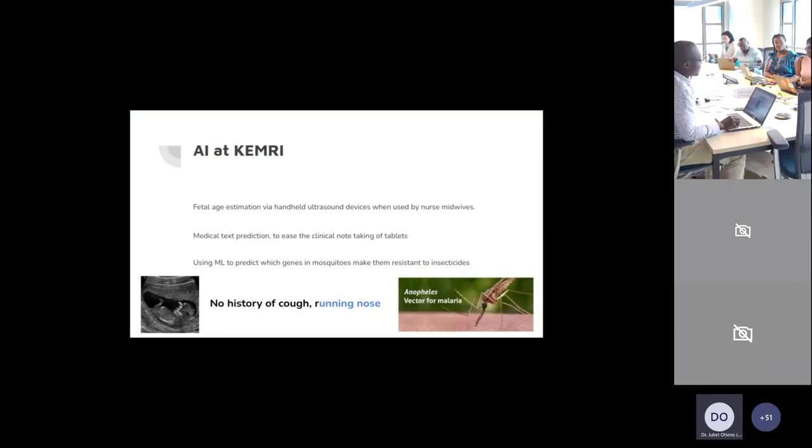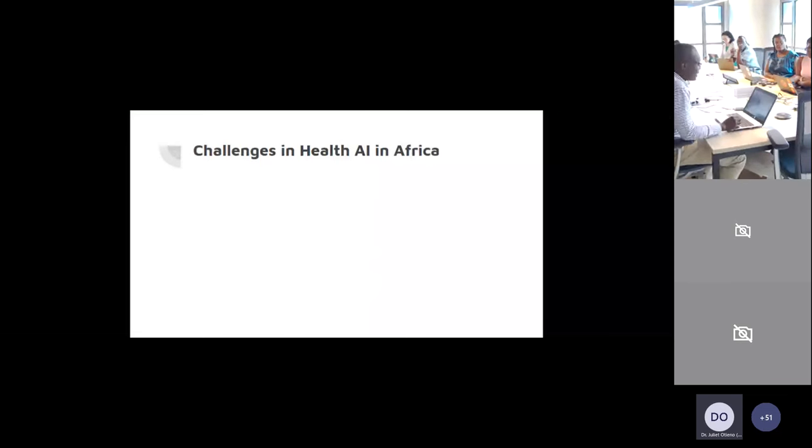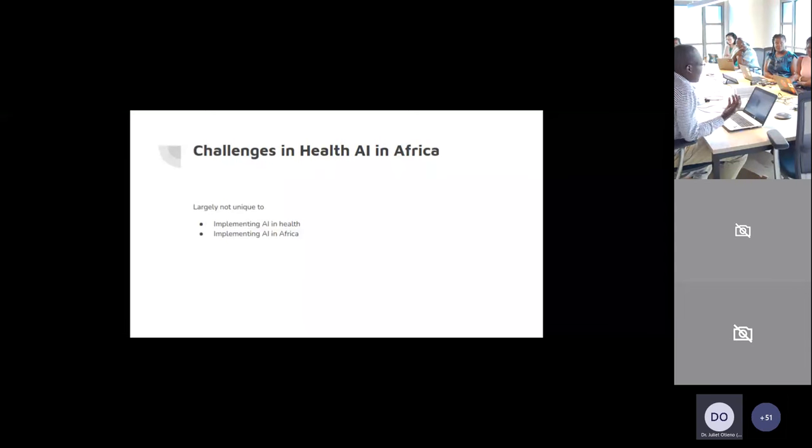Yeah. So having had this maybe 360 view of what we're doing in health and how AI is actually helping in healthcare, I'd like to just look at what are the challenges of AI in healthcare in Africa. And first, I'd say that these challenges are, one, not unique to AI in health. They also affect other industries like the finance industry, other biomedical sciences, bioinformatics, and that sort of thing. And two, they are not unique to implementing AI in Africa.